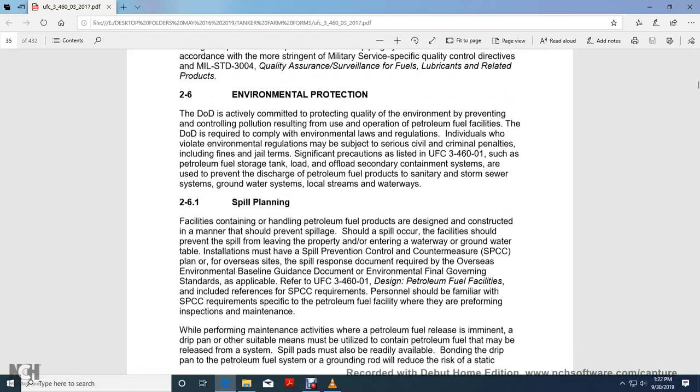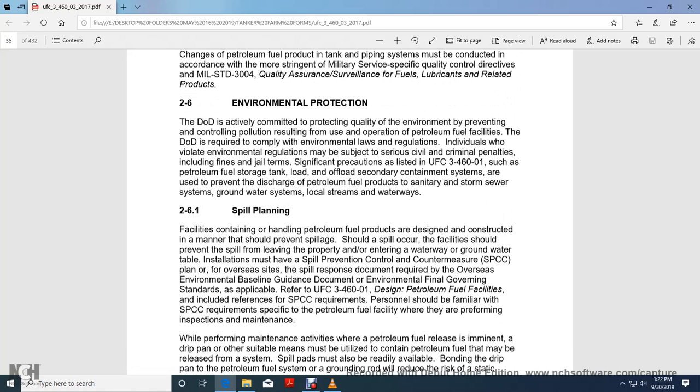2.6 Environmental protection. The Department of Defense is actively committed to protecting the quality of the environment, and to preventing and controlling pollution resulting from the operation of petroleum fuel facilities.